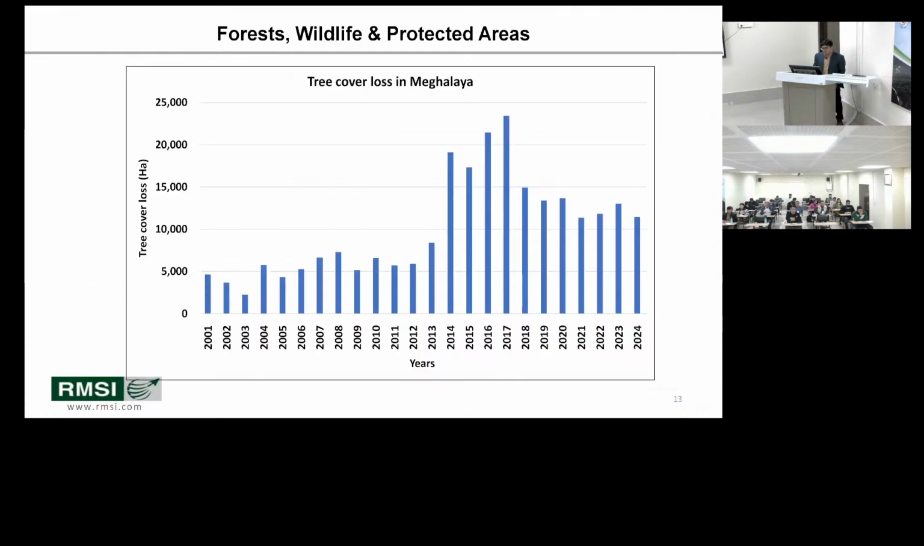So see, this is tree cover area loss in Meghalaya. In the example of Meghalaya, from 2001 to 2017 the tree cover area was increasing. Then from 2017, I mean 18 onwards, it is again in declining mode. So there are some reasons behind why this tree cover area or forest area is declining. We should know the root cause, and we should analyze this and present it in our master plan.